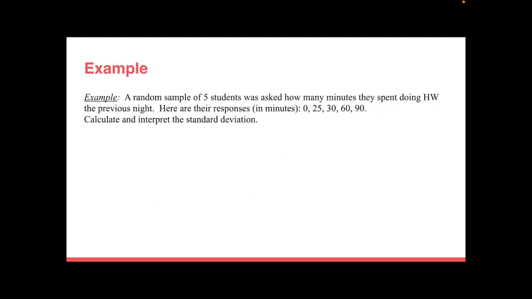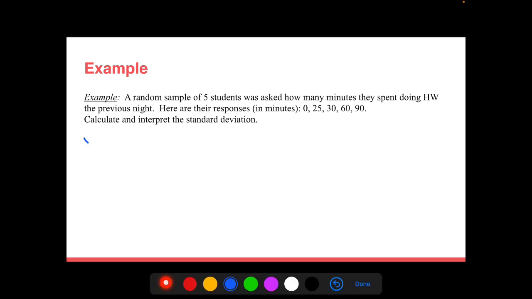Let's look at this example. A random sample of 5 students was asked how many minutes they spent doing homework the previous night. Here are their responses in minutes: 0, 25, 30, 60, 90. Calculate and interpret the standard deviation. Okay, so we're going to do a table just like we did before. So step 1 is define the mean, X bar. So add up all of these and divide by how many we have, divide by 5. So go ahead and do that. And it ends up being 41.